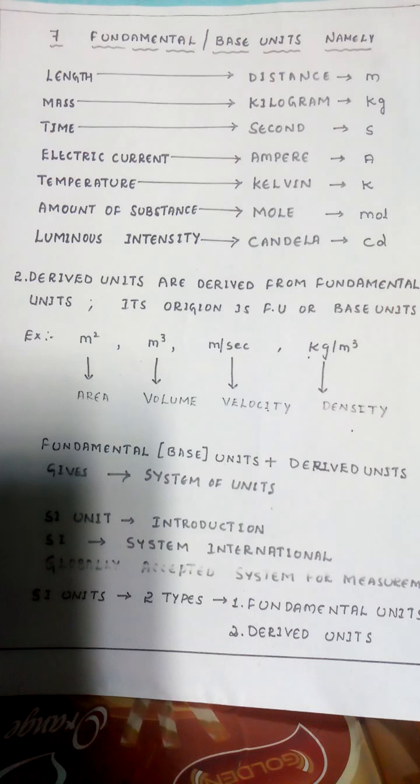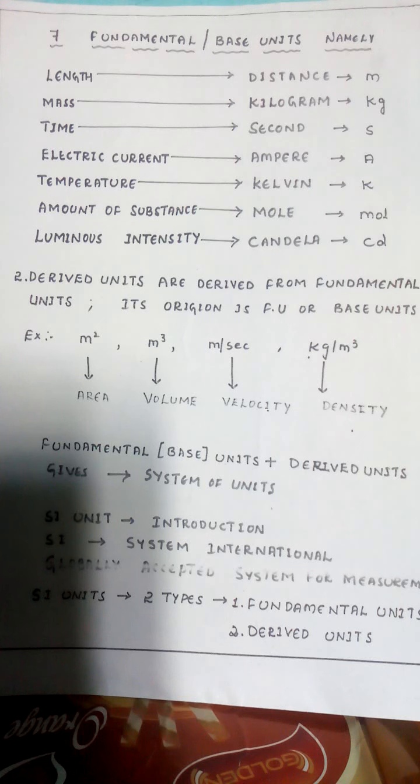Velocity, just now we discussed, velocity is displacement by time. So meter per second it is. Density is equal to mass by volume. Mass is measured in terms of kg, volume is measured in terms of meter cube. So kg per meter cube.